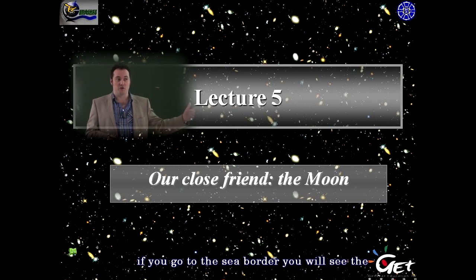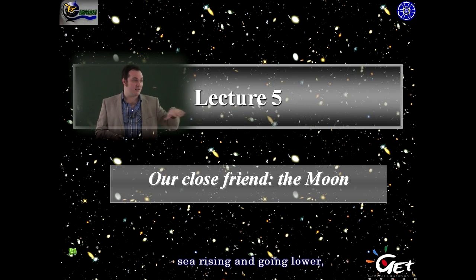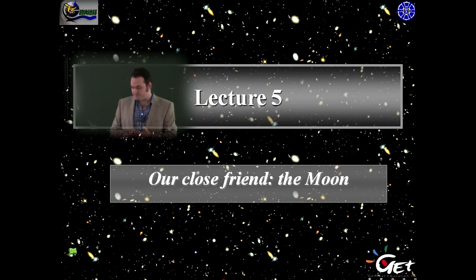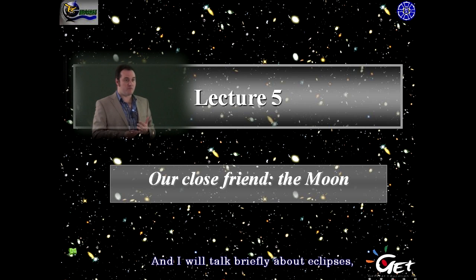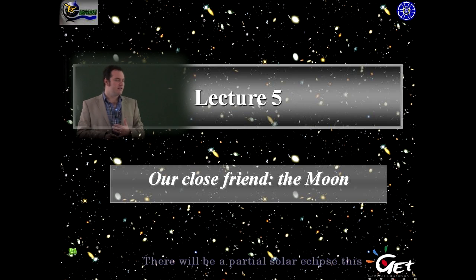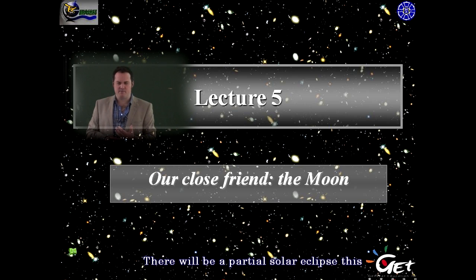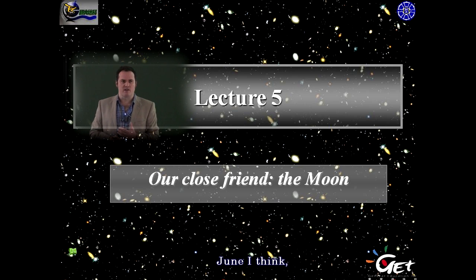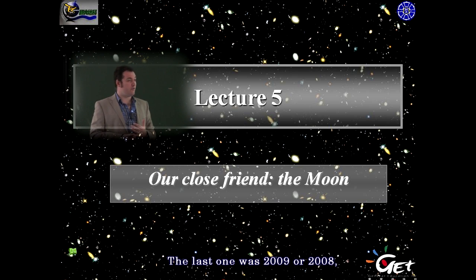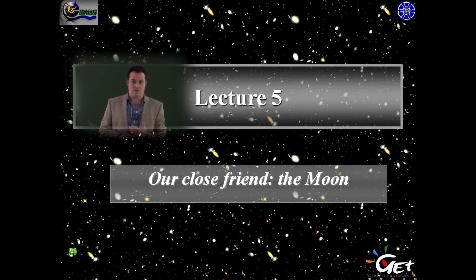If you go to the sea border, you will see the sea rising and going lower, and it's directly linked to the presence of the moon. And I will talk briefly about eclipses, a phenomenon that you're probably aware of. There will be a partial solar eclipse this June, I think, visible from here. The last one was 2009 or 2008, visible in mainland China.